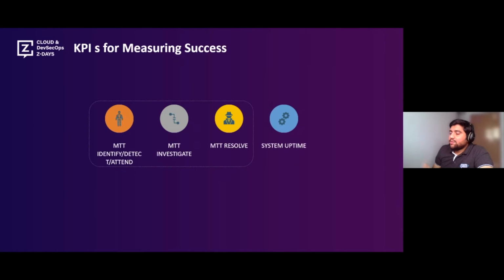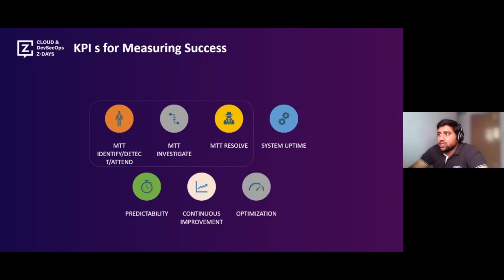And obviously there are other metrics like the system uptime and the predictability of the system, and the continuous improvement and optimization of the resources. We can have metrics from the system to derive these KPIs and work toward the target KPIs before implementing an AIOps solution. And once we implement the AIOps solution, we have these metrics, and the betterment of these metrics represents the success of an AIOps solution.